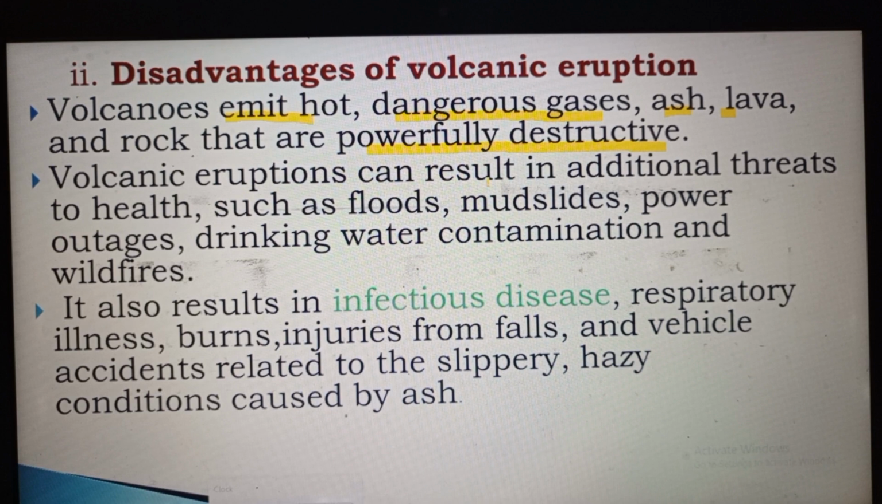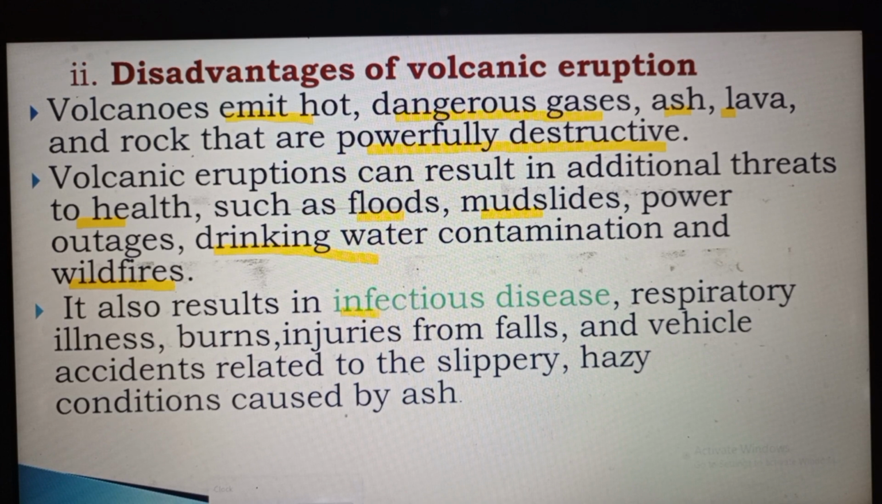Volcanic eruptions can result in additional threats to human health and animal health, such as floods, mudslides, power outages, drinking water contamination, and wildfires. Volcanism can cause wildfire, which is so destructive for life. It also results in infectious disease.